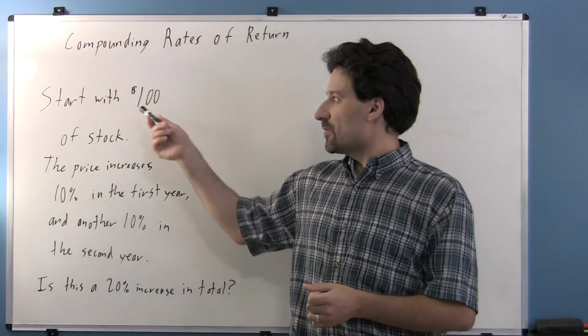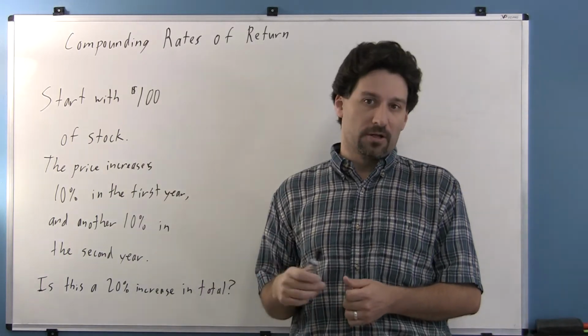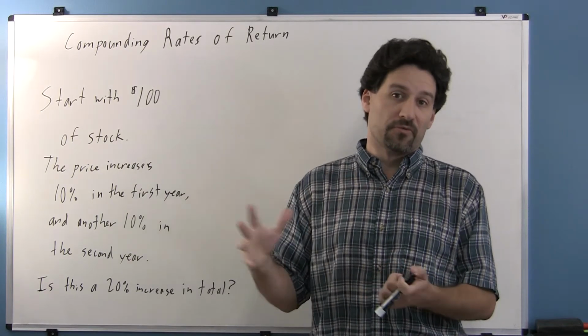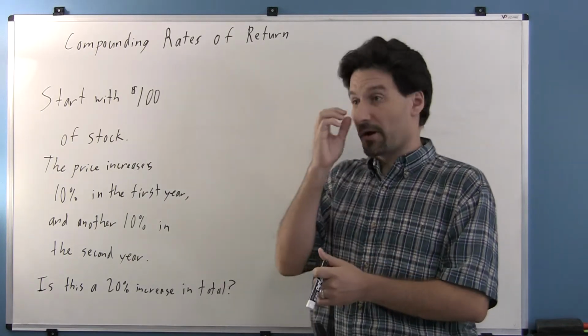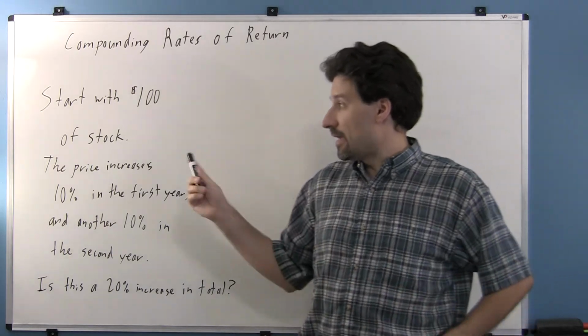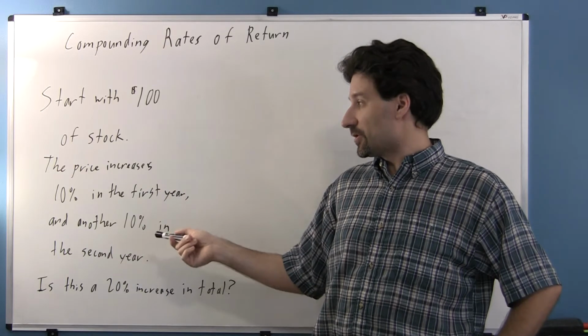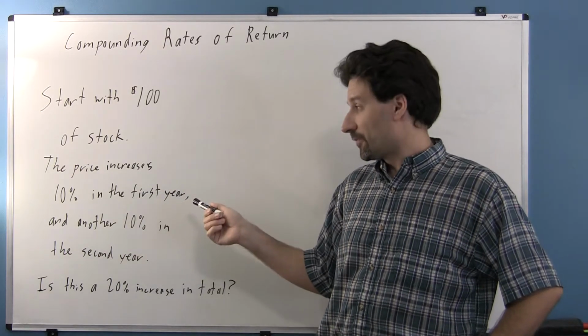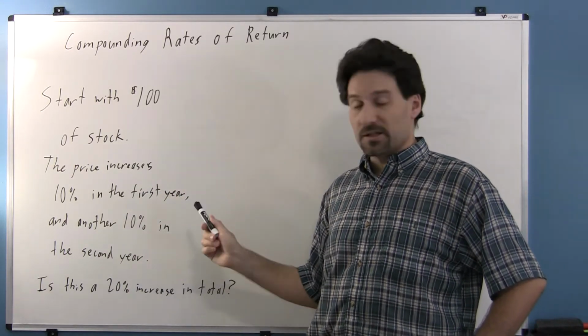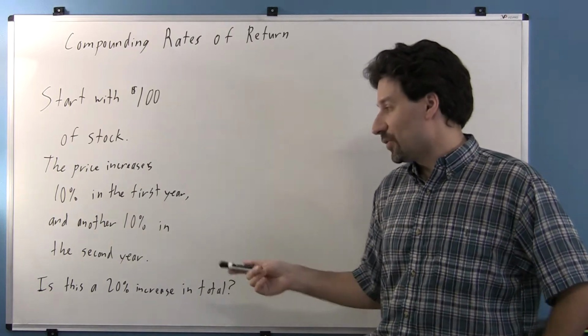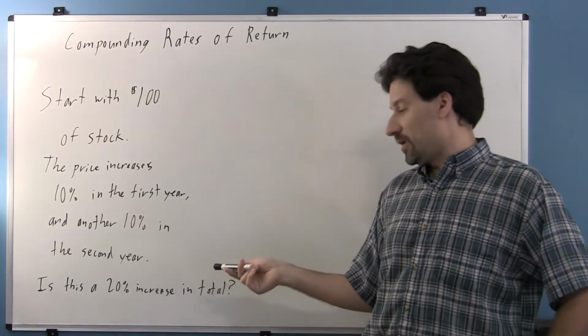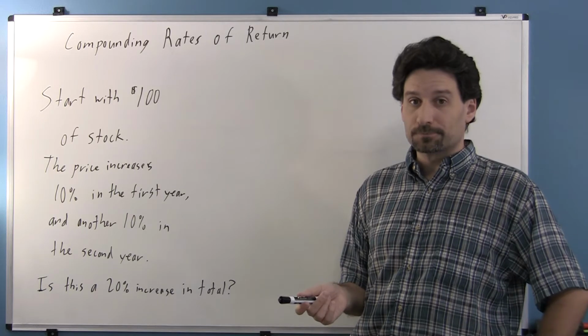So let's just say we start out with $100 of stock. It can be a $100 stock price, or we've just bought $100 worth of shares. And then the price increases 10% in the first year and another 10% in the second year. And we're basically wondering here, is this a 20% increase in total?